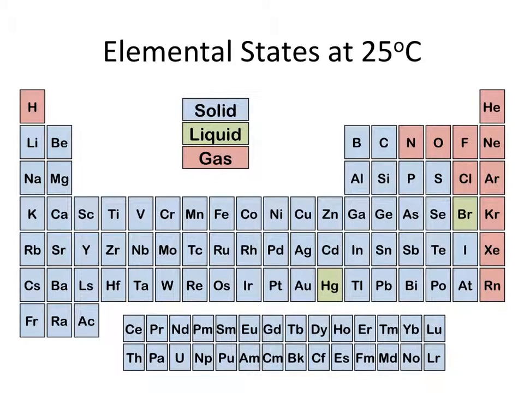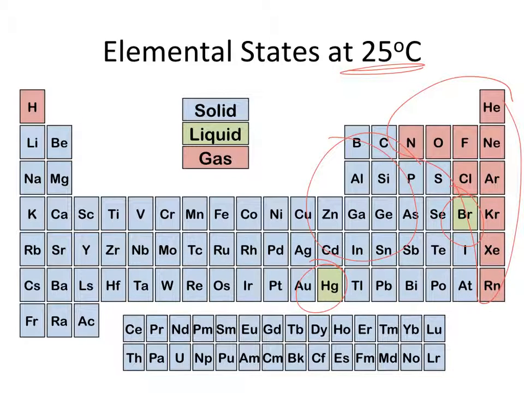So when we look at the periodic table at room temperature, being 25 degrees Celsius as we have here, we have a few elements that are gases, and that's denoted by red. We also have the bulk of them in this blue color, which is solid, and we have two, bromine and mercury, in the liquid state.